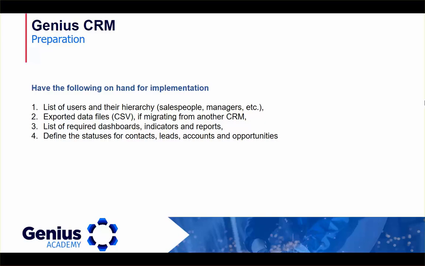What to have in hand when thinking about implementing Genius CRM. There can be a bit more tasks to do or preparation to do, but the main tasks to do are first to list all of the users and their hierarchy in the CRM. First step will be to configure the CRM so that we can manage the different permissions and security. Second, have an exported data files, mainly CSV. This task applies if you migrate from another CRM to the Genius CRM.